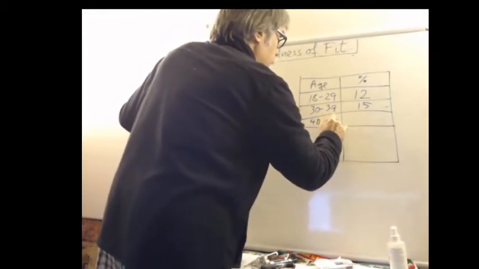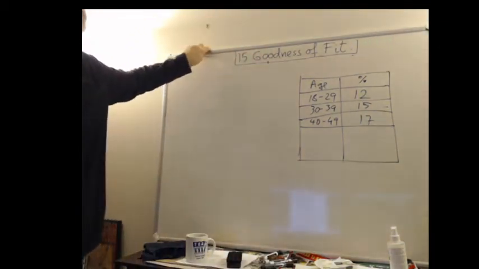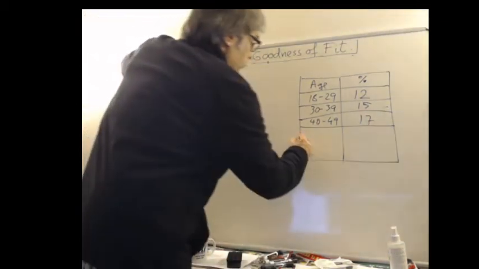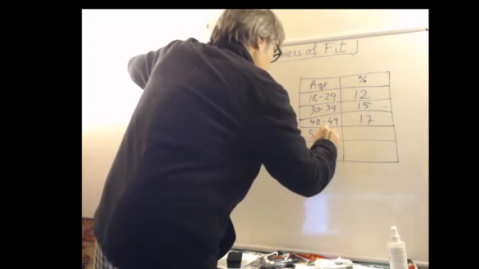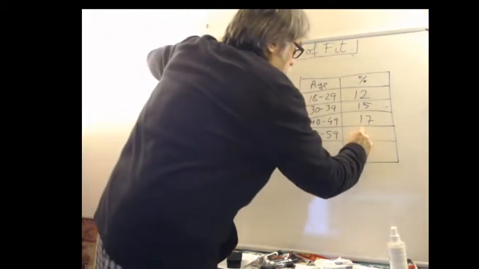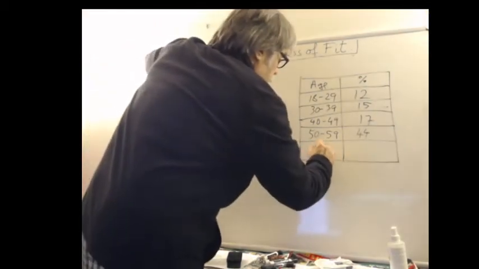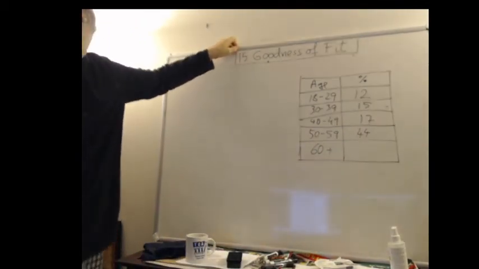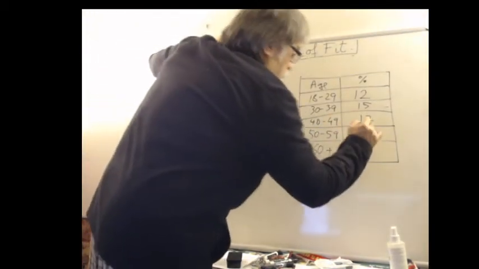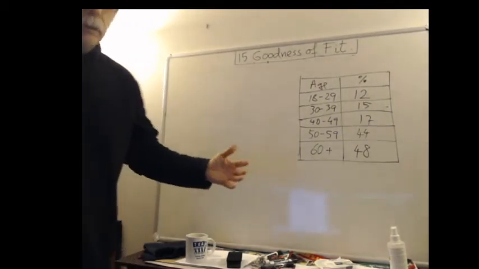Now the next age group is going to be 40 to 49. In this age group, 17% of the voters are in that age group. And then you have two more age groups, 50 to 59 and above 60. So in this age group we have 44% of the voters, and in the age group of 60 plus seniors, most disciplined voting population, almost half of the voters are in that age group.